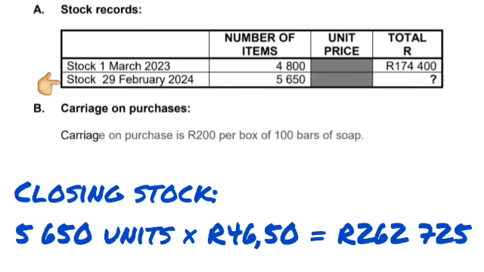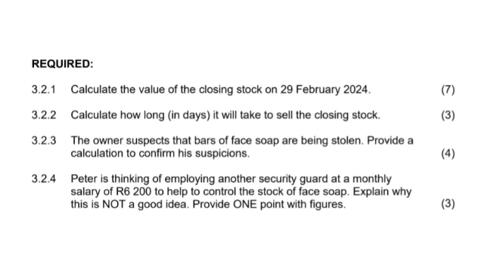So anytime you are dealing with a question of the weighted average method, the first thing you do is calculate your weighted average, and then for the closing stock, you just find the number of units and multiply it with that weighted average price. So the big thing here is to figure out what your weighted average price is.